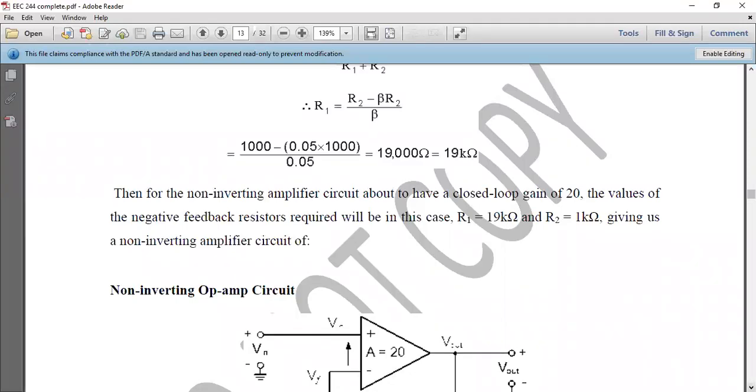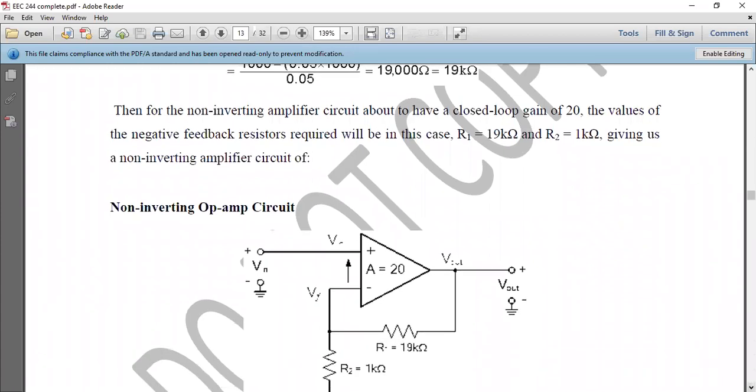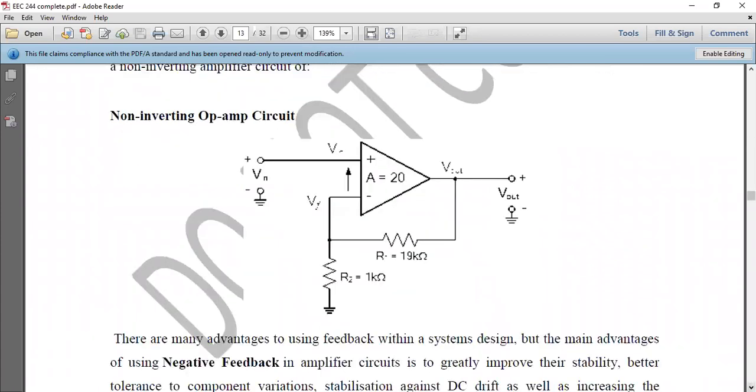So for the non-inverting amplifier circuit to have a closed loop gain of 20, the values of the negative feedback resistors required will be R1 19 kilo ohm and R2 1 kilo ohm. And that gives us the amplifier circuit like this. Look at the screen now. We now have the amplifier like this. K is equal to 20.